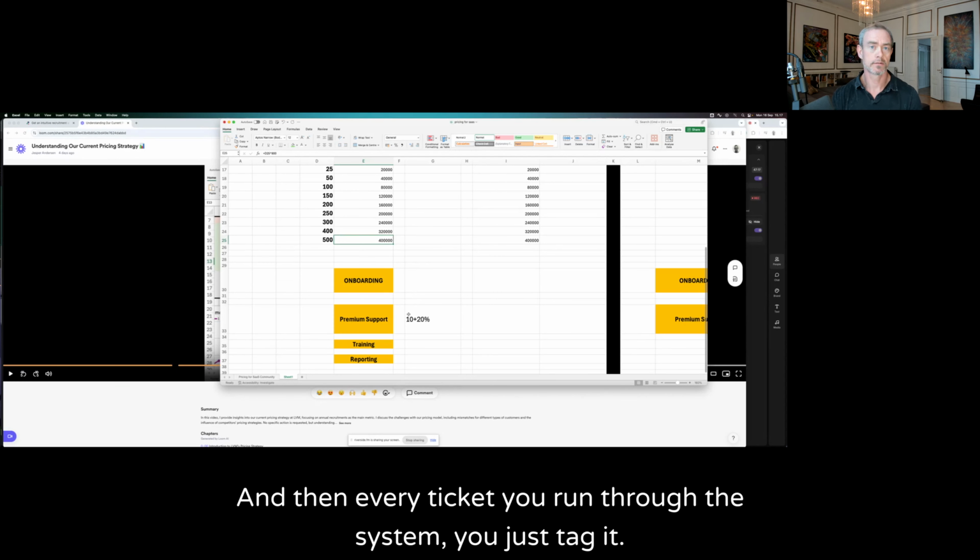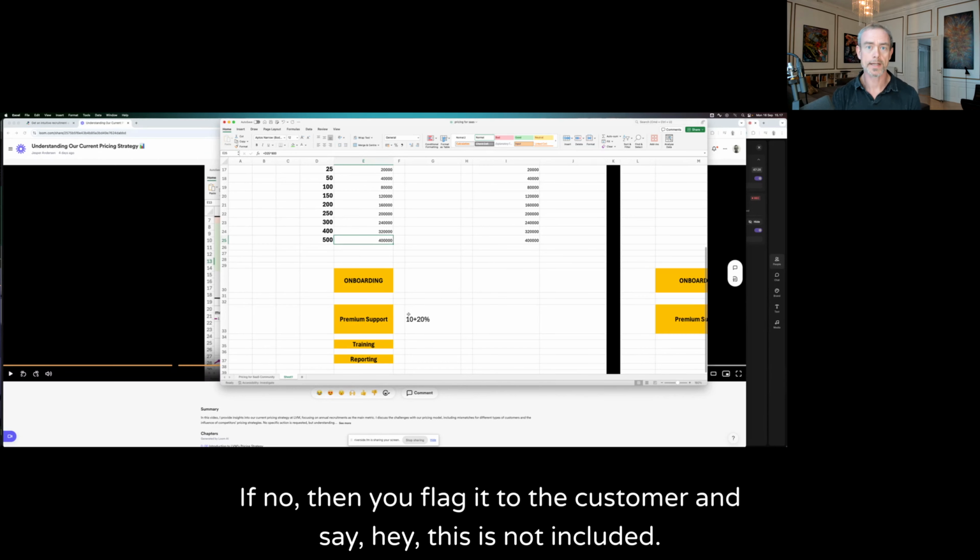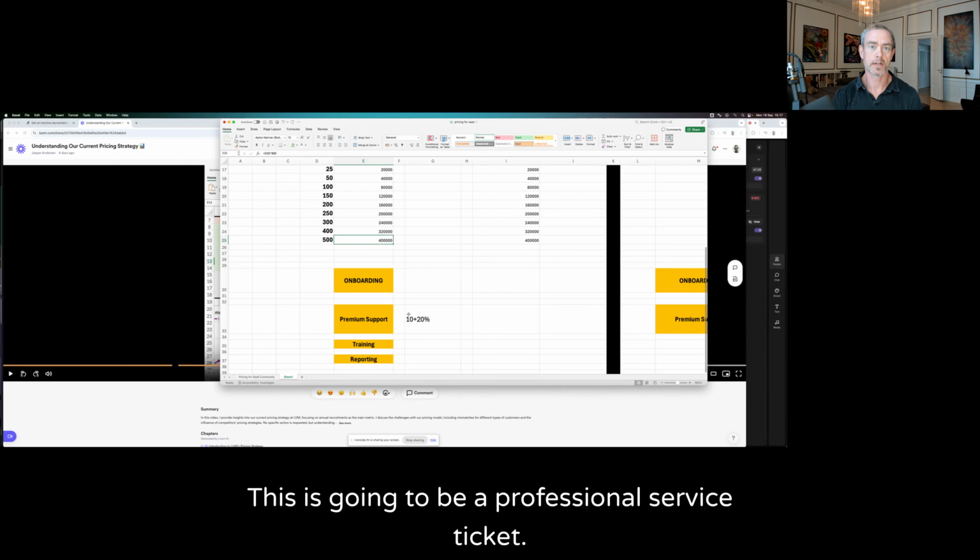And then every ticket you run through the system, you just tag it. What category does it fall in? And is that category covered in premium support? Yes or no. If no, then you flag it to the customer and say, hey, this is not included. This is going to be a professional service ticket. We'll scope it for 2 hours or whatever it is.